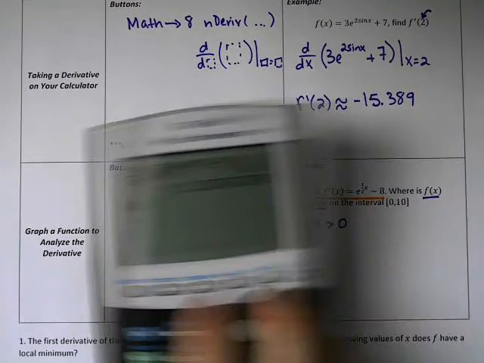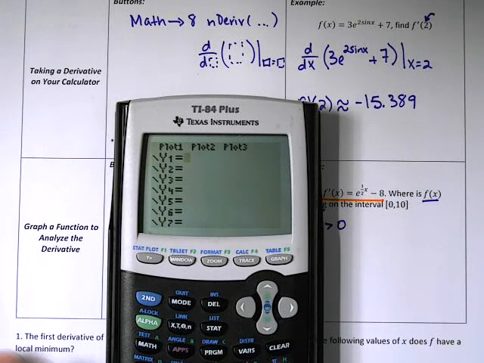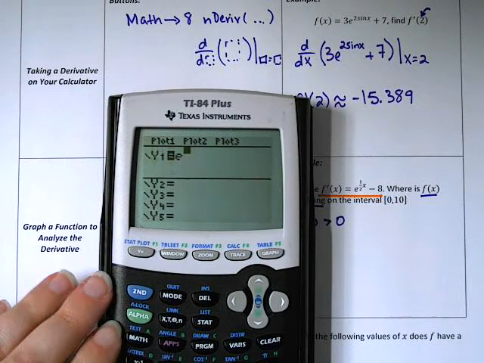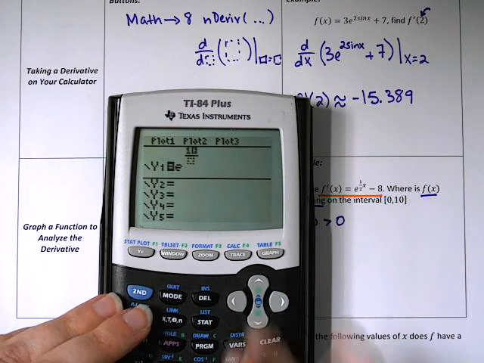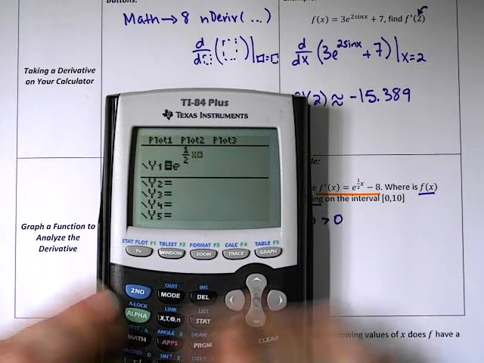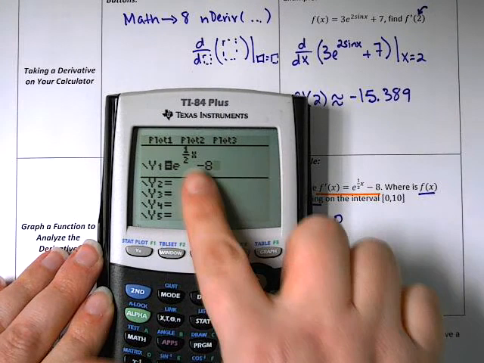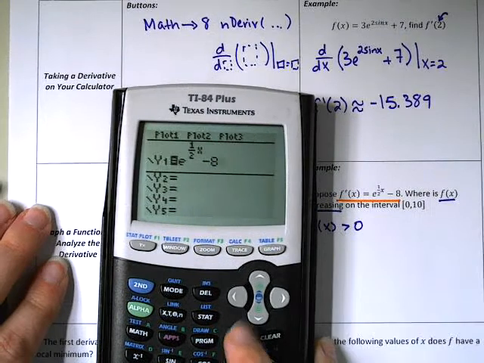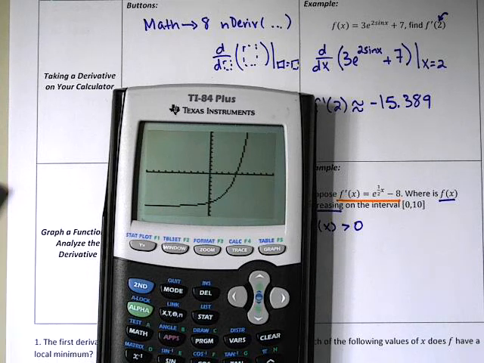So we're going to go to our calculators and we're going to graph. So y equals, and we're going to plug in our function, which is e to the 1/2 x, and then minus 8. Make sure that minus 8 is not part of your exponent. All right, and we are going to graph this. And that's what our function looks like.